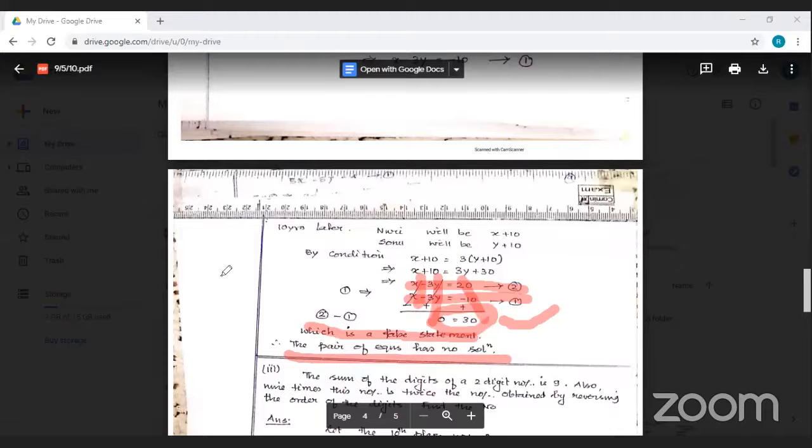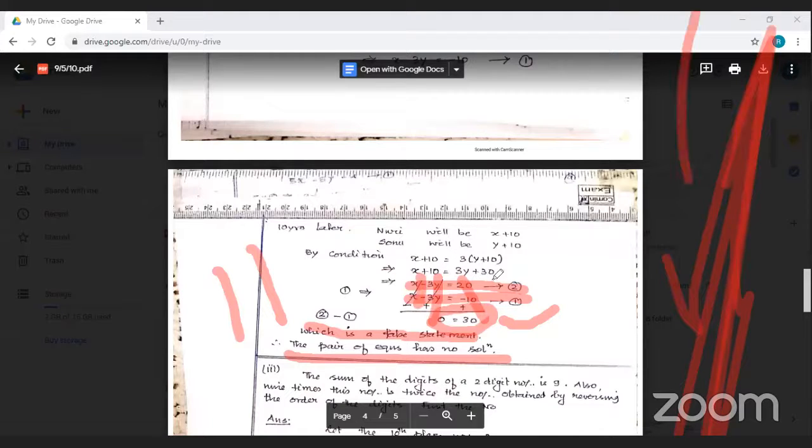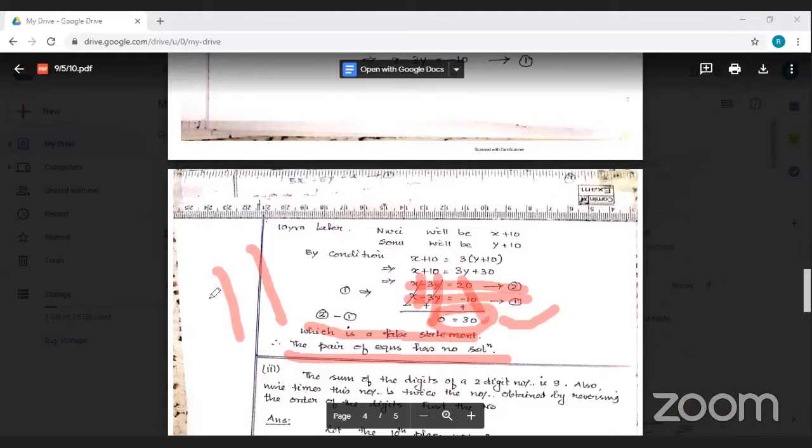That means the lines are parallel. They are not intersecting. The lines are parallel, therefore they do not intersect. The equations are the same. Are you getting this one? Yes, sir. That's why you cannot find the solution.